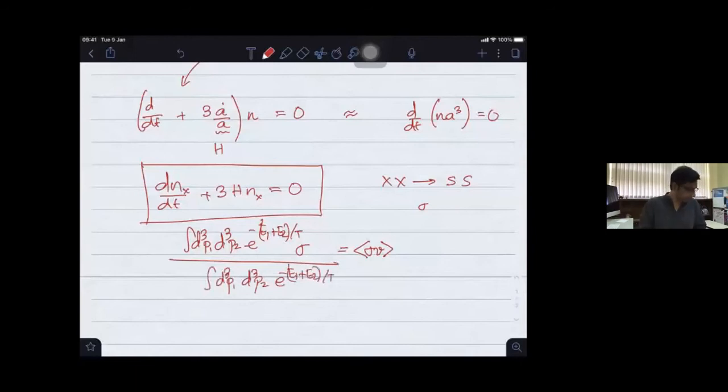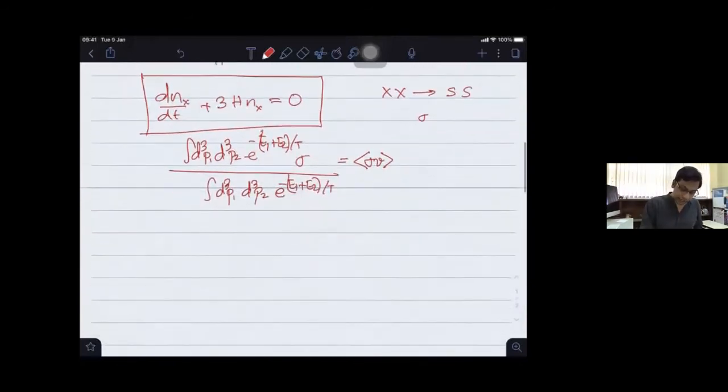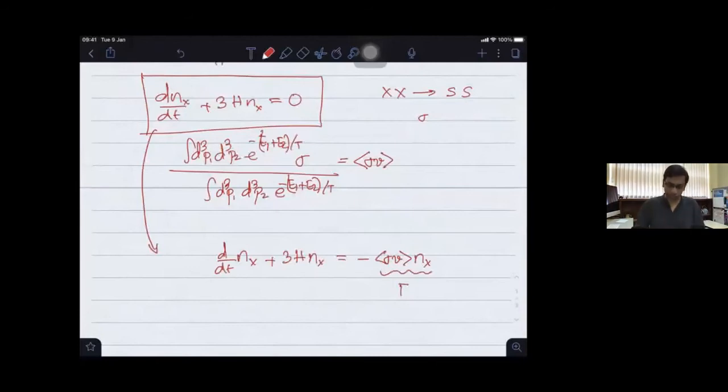Okay, this is the definition of sigma v. And then this equation becomes d/dt of n_x plus 3H n_x is equal to minus... the number density decreases by how much? Something proportional to this rate times n_x. You see, this object has the dimensions of gamma, a rate, 1 over time. But this has to be also proportional to the number of dark matter particles in the first place.